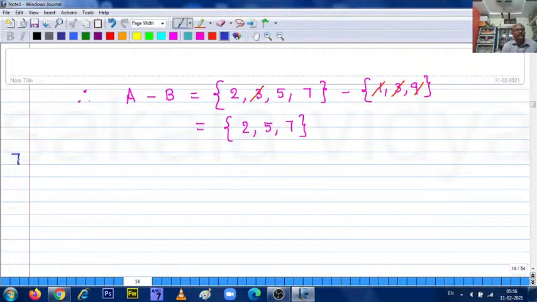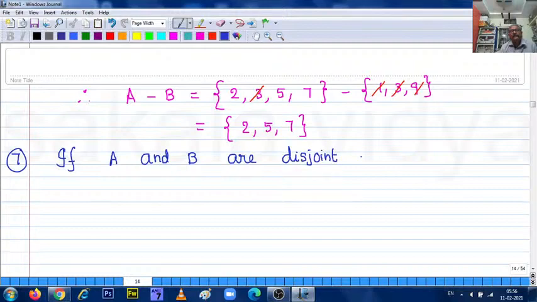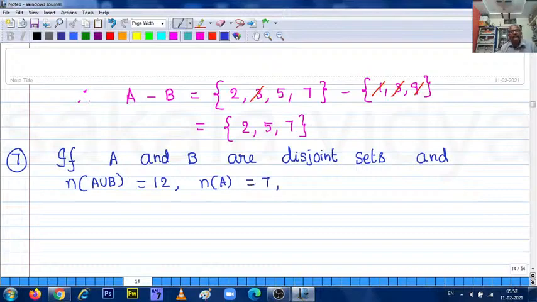Next, seventh question. If A and B are disjoint sets and n of A union B, the number of elements in A union B, equals 12, n of A equals 7, n of B equals x plus 2, then find the value of x.